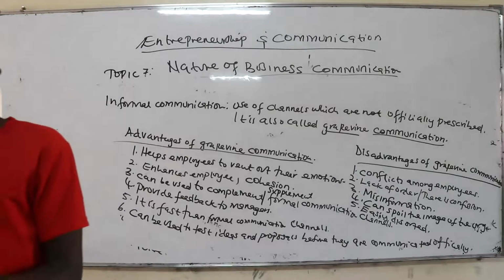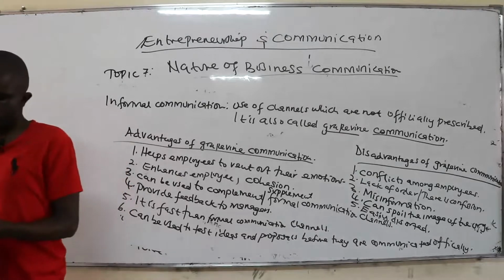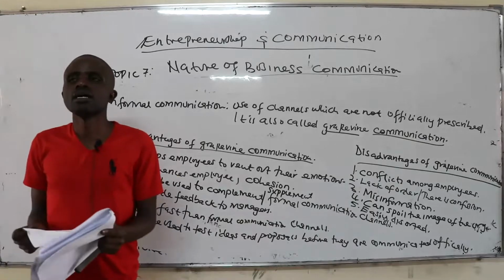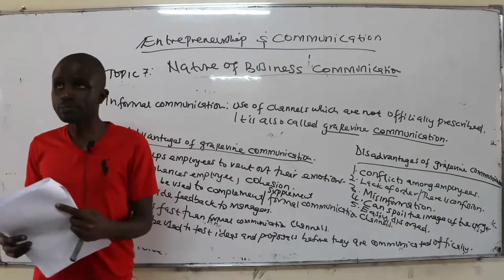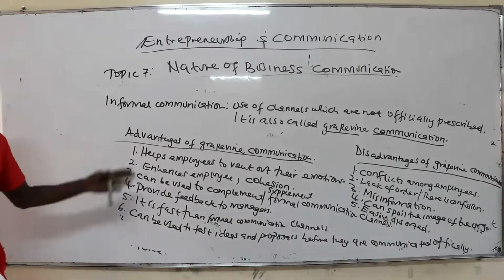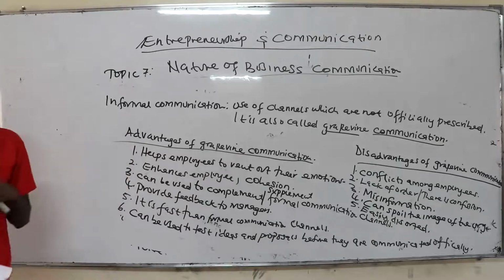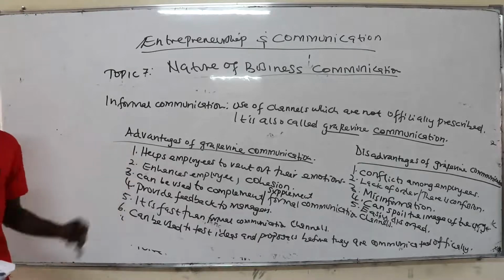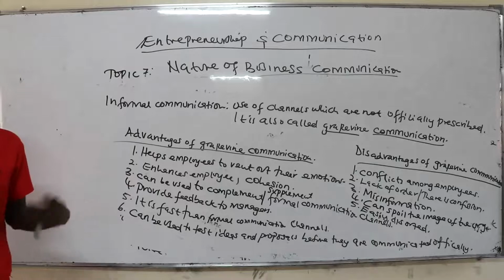Now, we've said that we need grapevine communication. As much as it has those problems, we need it in the organization. And why do we need it? Because the examiner will twist the question. It's not necessarily that the examiner will ask you the advantages. The examiner can also ask you, why do we need grapevine communication in an organization? What do you give him? The advantages. Is that clear?